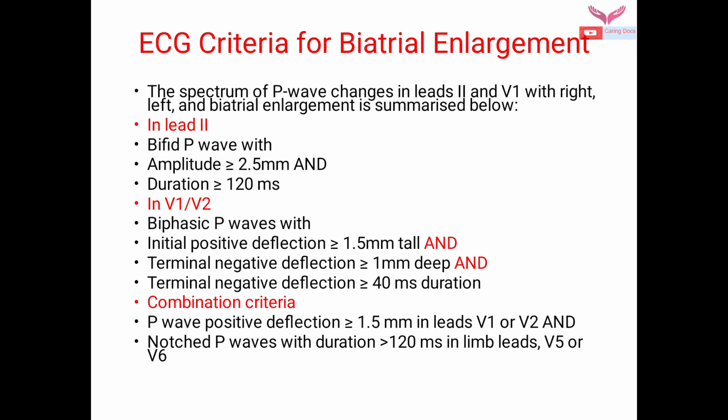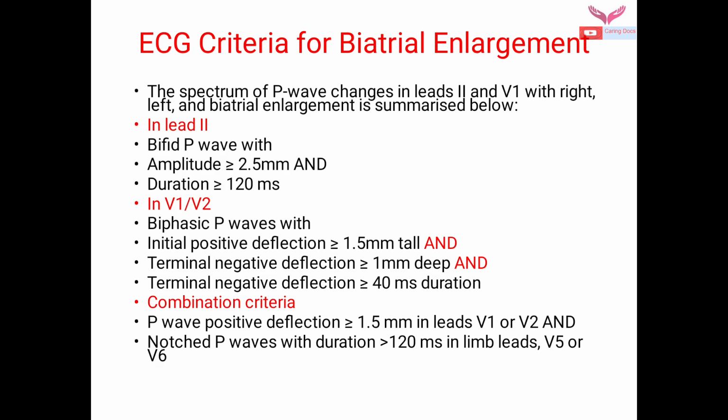The ECG criteria for biatrial enlargement is the spectrum of P wave changes in lead 2 and V1 with right, left, and biatrial enlargement, summarized below. In lead 2, we will get a bifid P wave with amplitude more than 2.5 mm and duration of P wave more than or equal to 120 milliseconds.